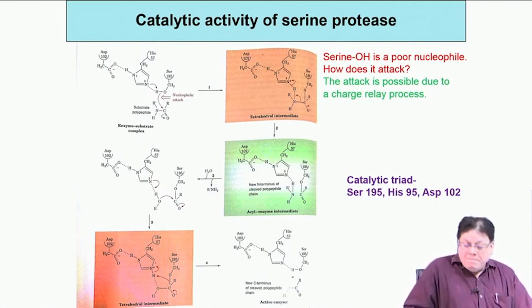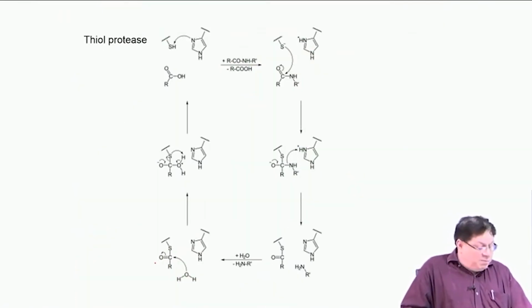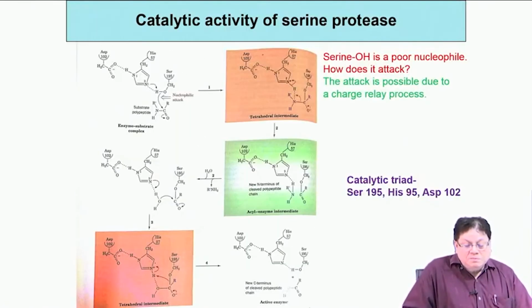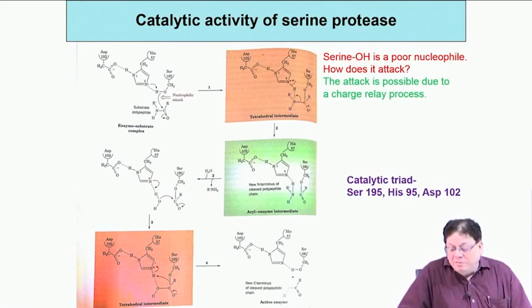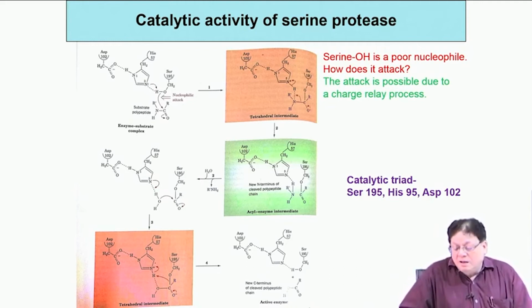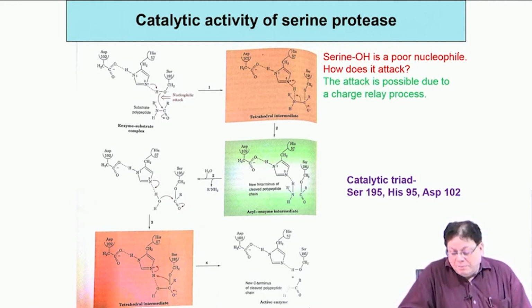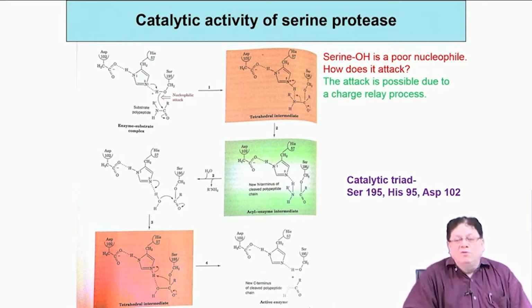Now let us talk about this example of serine protease. One enzyme that does that, you already know, is chymotrypsin. Chymotrypsin recognizes aromatic amino acids and cleaves the peptide bond from the carboxy side. Now, I told you that serine is the nucleophile here.